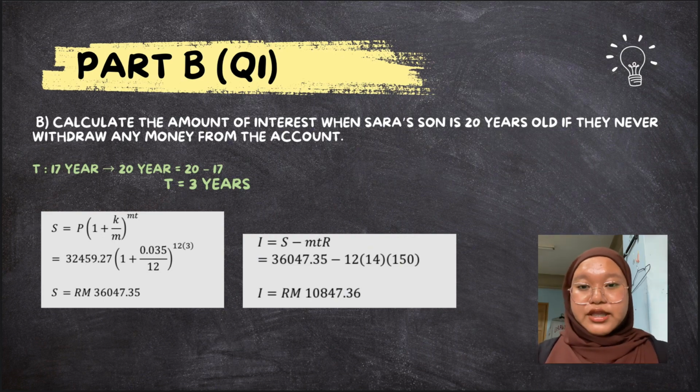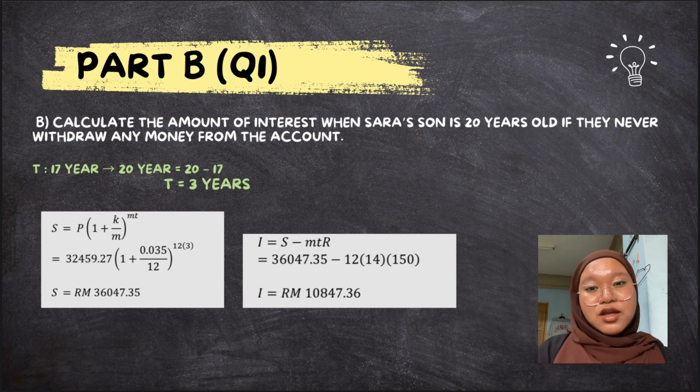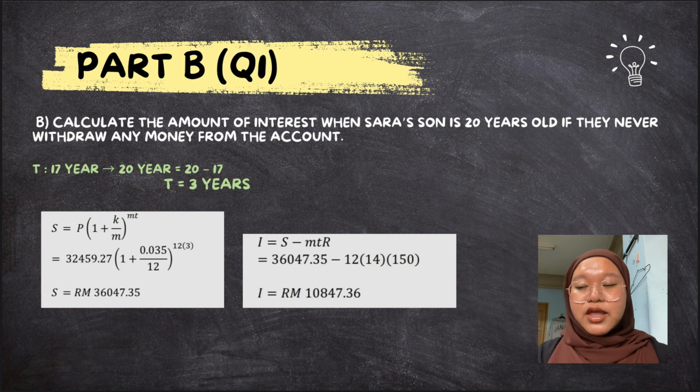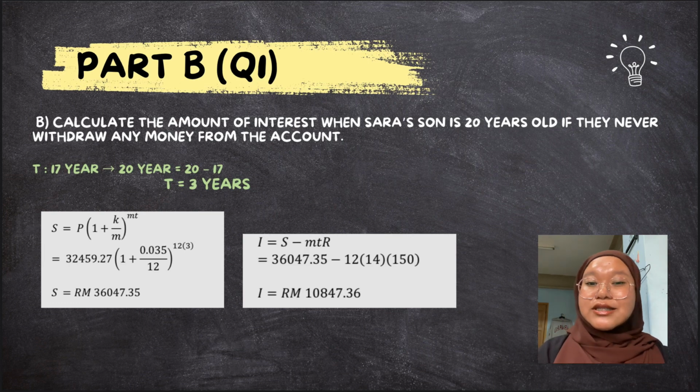Next, we're going to find the interest. The formula for interest is I equals S minus M multiplied by T and multiplied by R. You put the amounts in the formula and use your calculator, and in the end you'll get the interest equals 10,847 ringgit and 36 cents.